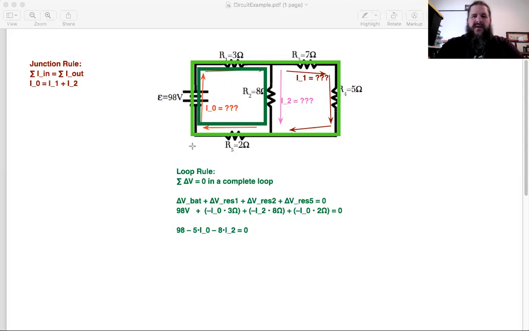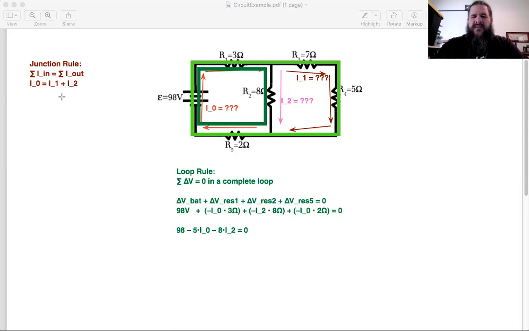That would get you a second equation, also with two unknowns, but the unknowns would be I0 and I1. So there's really a total of three unknowns, which means you'd need three equations. Loop rule for the left loop, loop rule for the outer loop, and we could also use the junction rule as the third equation. So one way of analyzing this circuit is setting up a system of three equations, three unknowns, and then solving for the three unknown currents. That is absolutely a possible way to do this, and it will get you the exact correct answer.